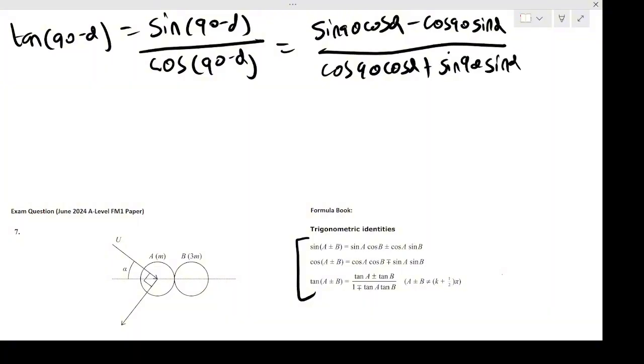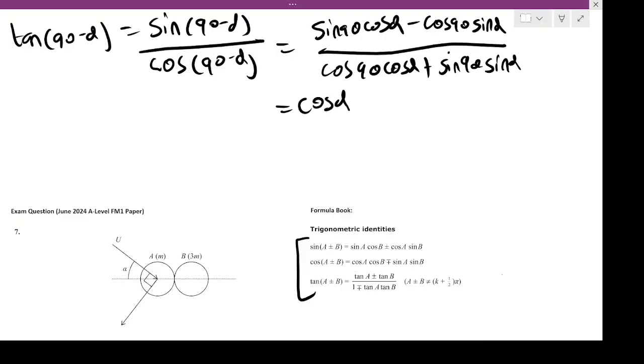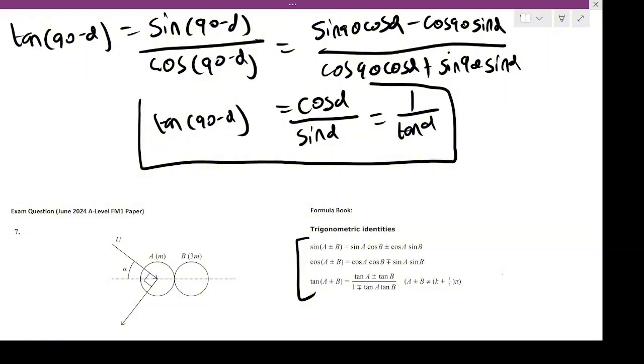And then we can just evaluate sine and cos of 90, right? If we work all that out, you should get cos alpha over sine alpha, because sine 90 is 1 and cos 90 is 0. So hopefully happy with that simplification there. And actually we can further simplify this to the reciprocal of tan, right? It's tan flipped, because tan is sine over cos, cos over sine is the reciprocal. And so we get to this sort of identity here.